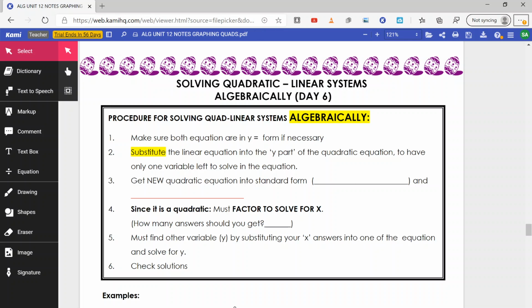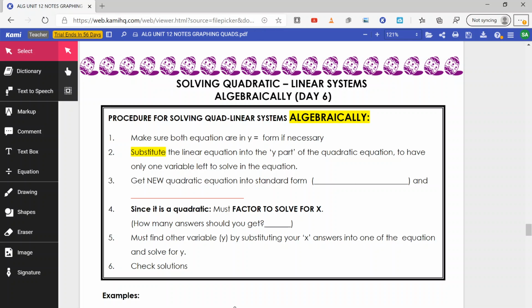So when it comes to solving algebraically, the only method that we can use is substitution. So remember, with linear systems, we had the option of graphing, substitution, or elimination. We cannot use elimination in this case because we are dealing with quadratic equations. We can't get rid of one of the letters. So that's why we're going to be using substitution.